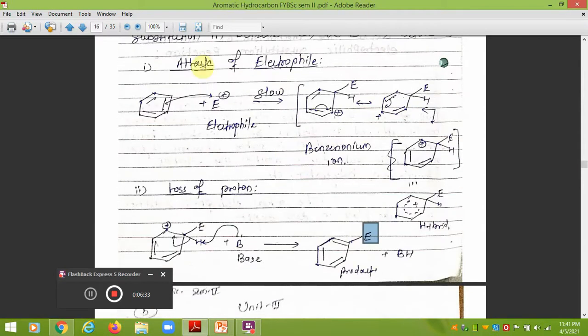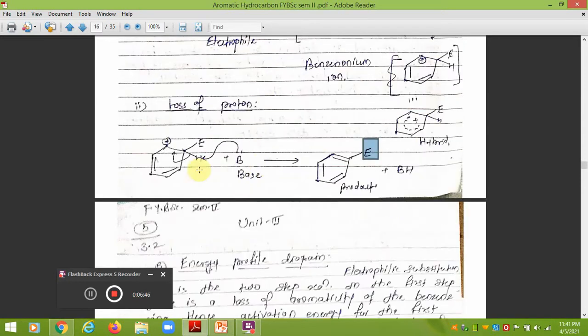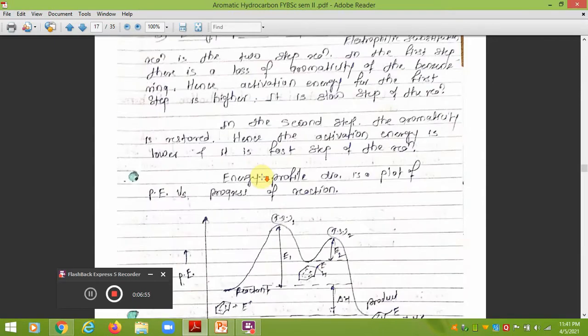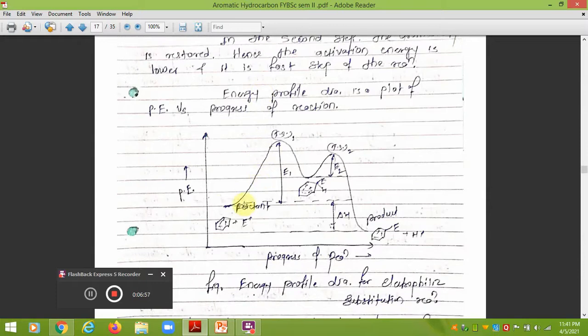So dear friends, if you look at these two steps, the attack of the electrophile is responsible for the disappearance of the aromatic character. So in this step aromatic character is lost, and this is the slow step of the reaction, while in the loss of proton the aromatic character of benzene is achieved, and hence it is a fast step of the reaction. So here, if you look at the energy profile diagram, this is the first step, which is the slow step, and the next step is the fast step.